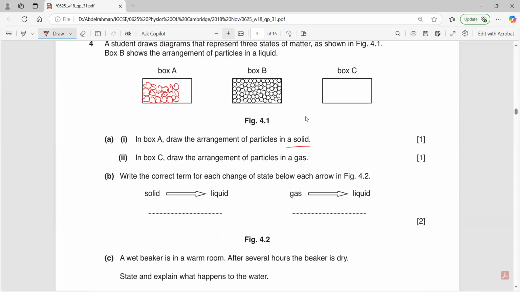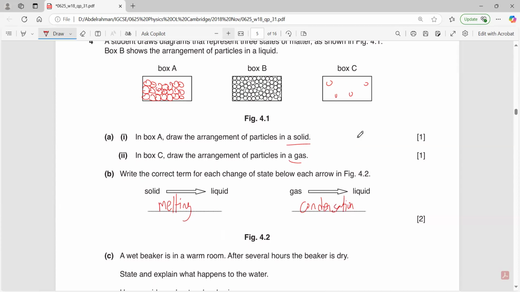Okay, yes, these are solid molecules. What about the gas molecules? They are fast and random, very far apart. Box C. Write down the term for each change. From solid to liquid, melting. From gas to liquid, this is condensation.